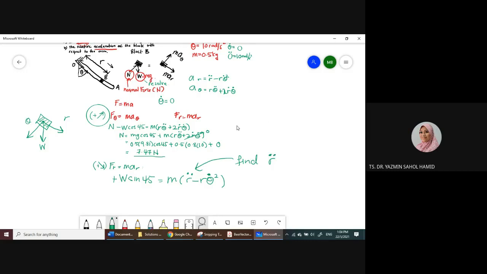Yes, because R is 0.8, in meters. R dot is the velocity of the arm, and then R double dot is the acceleration, but with respect to the arm. Okay, don't get confused. This one is the velocity, but with respect to the arm. So you need to find R double dot. So let's put in the correct information.